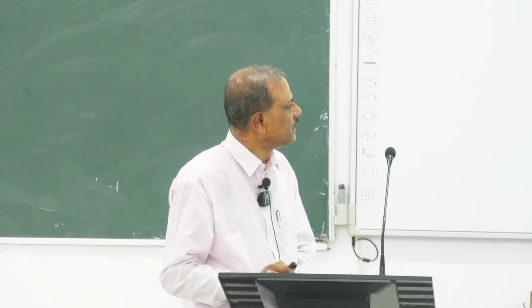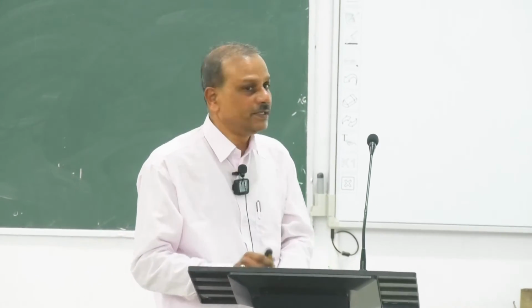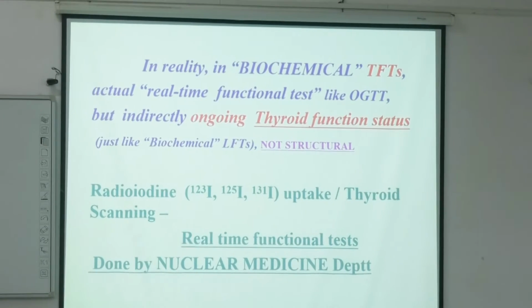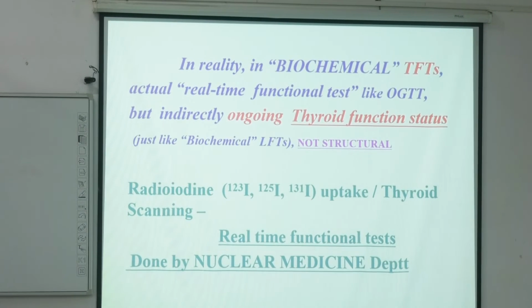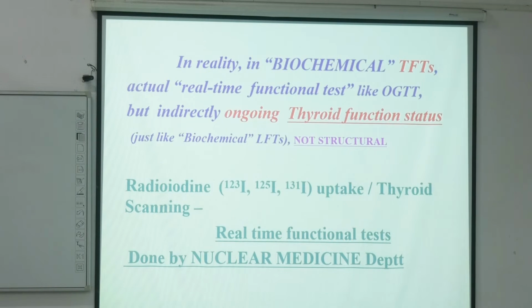So next, to assess the thyroid function, a thyroid function test will be done. In biochemical tests, the real functional test is the oral glucose tolerance test, which is a real-time functional test. You have allowed glucose to be administered, and periodically after half an hour, 1 hour, 1.5 hours, you take blood and measure that level. That is a real-time test. In contrast, the thyroid function test is not a real-time test, but it indicates the ongoing thyroid status of an individual. We collect the sample at a given point of time.